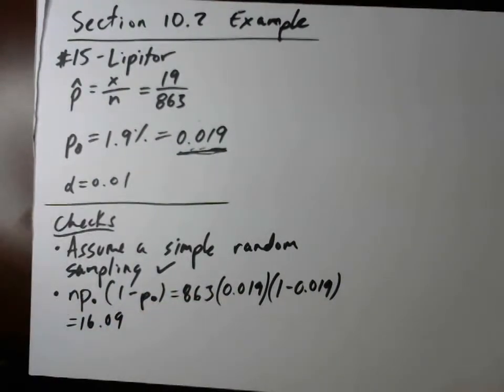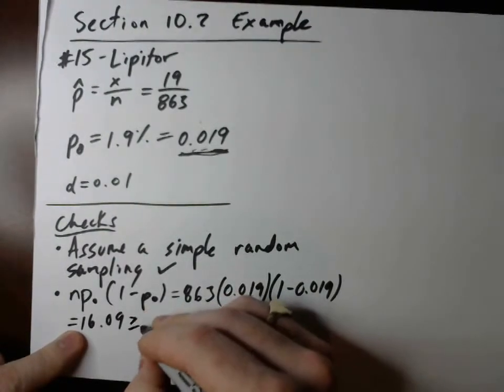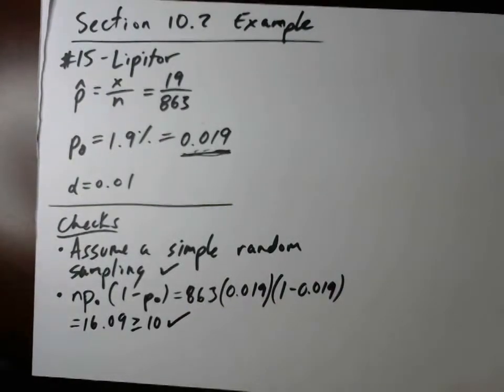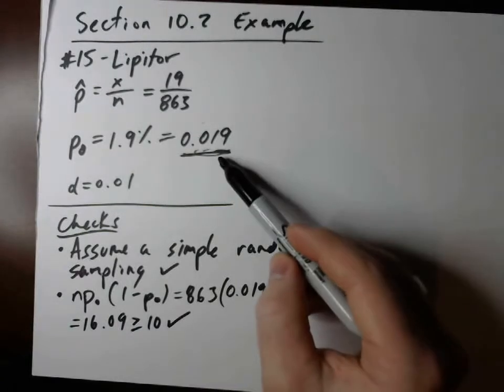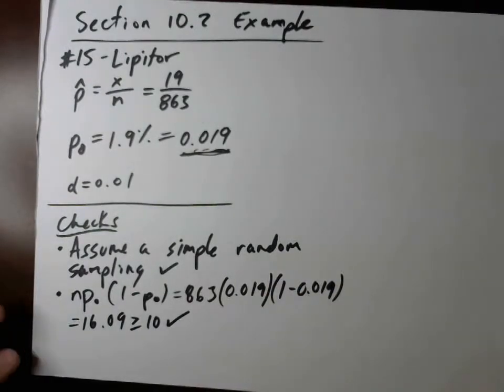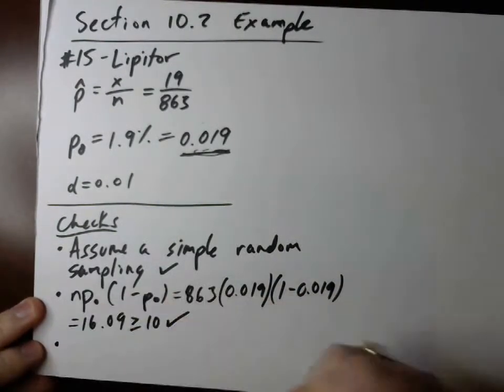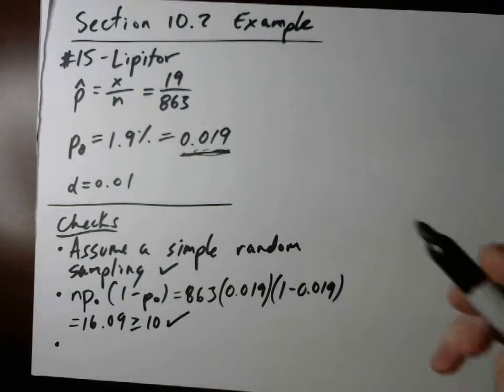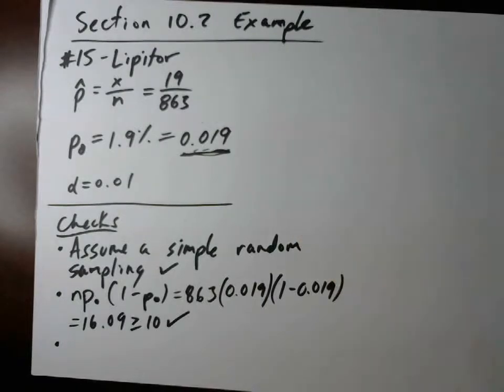So is that good enough? As we can see, 16.09 is greater than or equal to 10. Great. Check. We have a large enough sample size to obtain a normal distribution with the assumed p naught value. So we can assume that we have a normal sampling distribution based off of this value of n, our sample size. So the last check is the sample values.